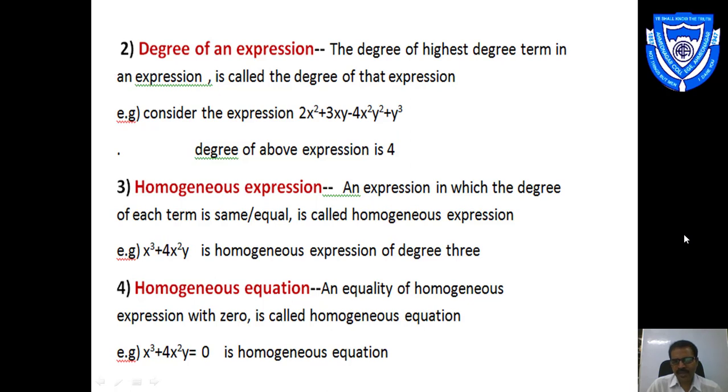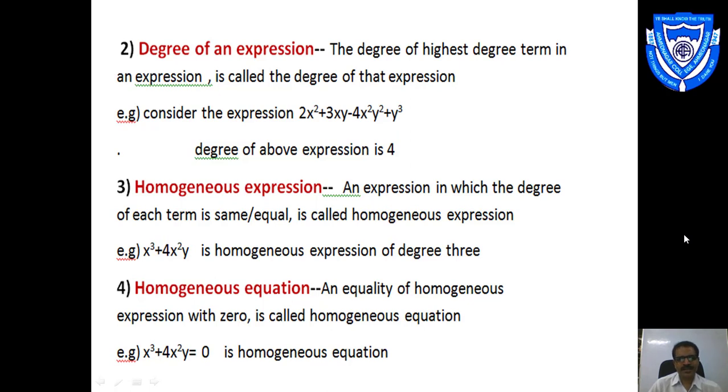So what does the definition suggest to us? How to decide the degree of the complete expression? Whatever various terms are included in that expression, among them pick up the degree of the highest degree term.